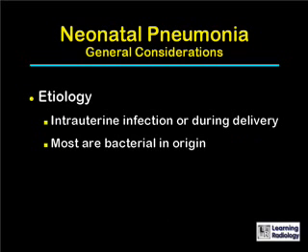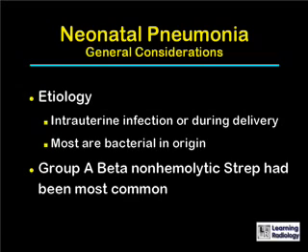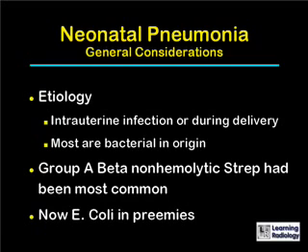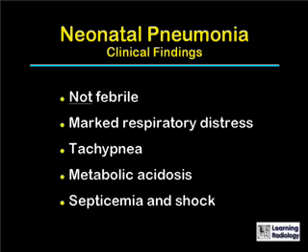Neonatal pneumonia. Most times, neonatal pneumonia is due to an intrauterine infection or occurs during delivery. Most are bacterial in origin. Group A beta non-hemolytic strep had been the most common cause. Now the most common cause is more often E. coli. Classically, these are not febrile. They do, however, have marked respiratory distress and tachypnea, may have a metabolic acidosis, and septicemia with shock.